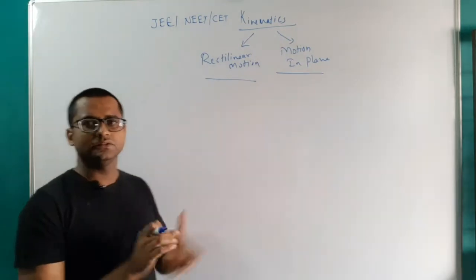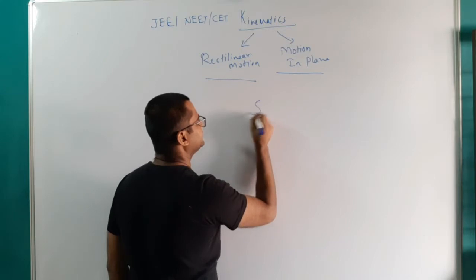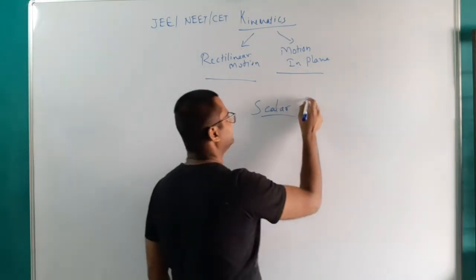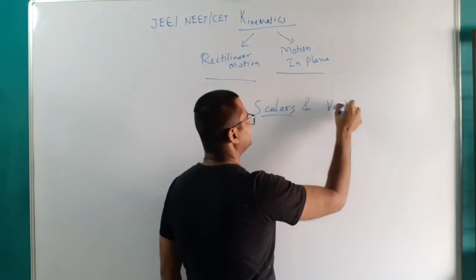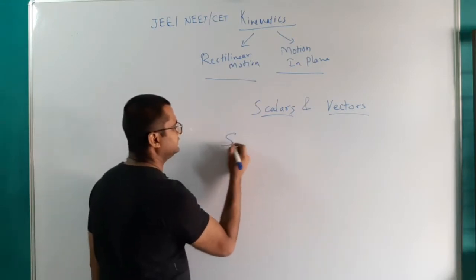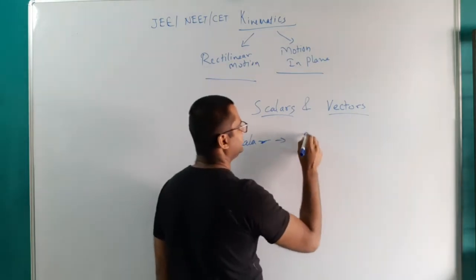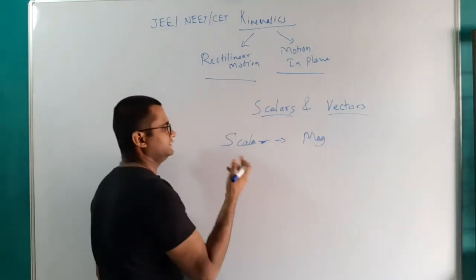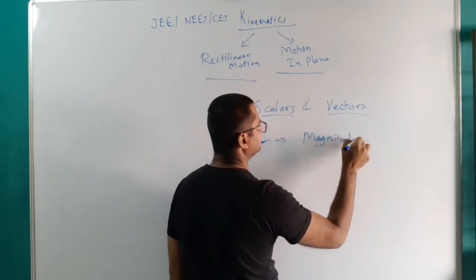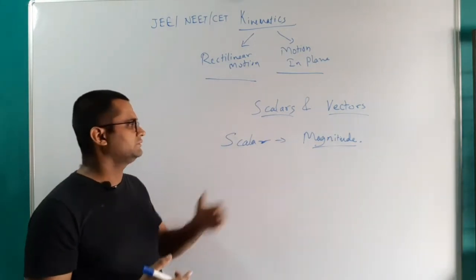Before starting our topic, we should first revise our basics of scalars and vectors that we have already studied in our board classes. We will just revise the concepts. I will not teach this in detail. The very first question that comes to mind is, what is a scalar? A scalar is a physical quantity which has magnitude only, or you can define the scalar by only the magnitude of the quantity. Only the magnitude is required and nothing else is needed to specify a scalar.